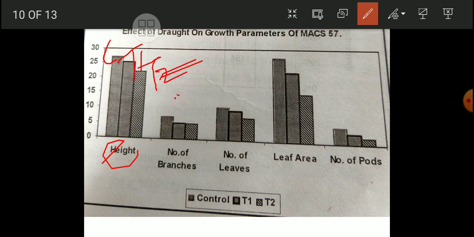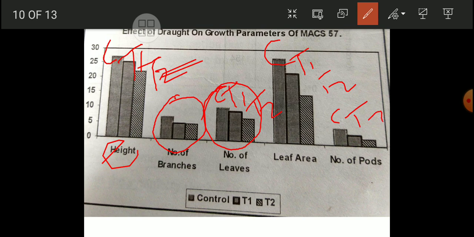If we compare the number of branches at that time, we can say that in the control there are more branches, and in the T1 variety there are fewer branches, or somewhat equal in T1 and T2. Here also, in the comparison of the number of leaves, we can see that the control has the maximum number of leaves, isn't it? The same condition we can see in terms of leaf area, in T1, T2, control, T1, T2. So we have compared here.